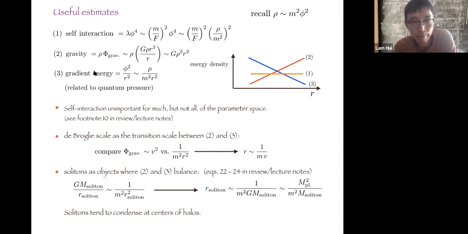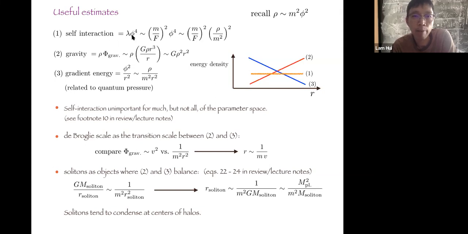The last one is the gradient energy density. Remember the Lagrangian has a d phi squared term, right? D phi squared, roughly speaking, is phi squared divided by some length scale squared. So it's phi squared over r squared. This gradient energy is in fact the origin of the quantum pressure term I was talking about earlier in the fluid interpretation. So I want to spend a few minutes comparing these three terms, okay?